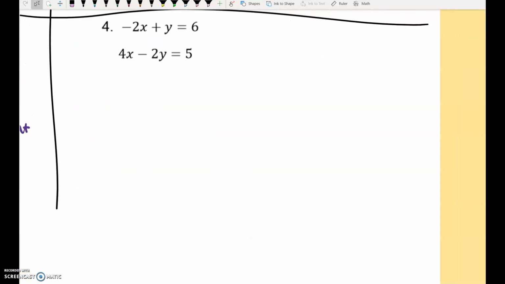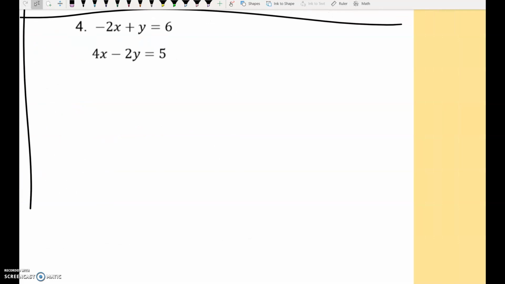Okay, number 4, which variable do you think we should get by itself? The y. So take a moment, get the y by itself, and see if you can do the whole process on your own. So if you're watching the video, pause the video.